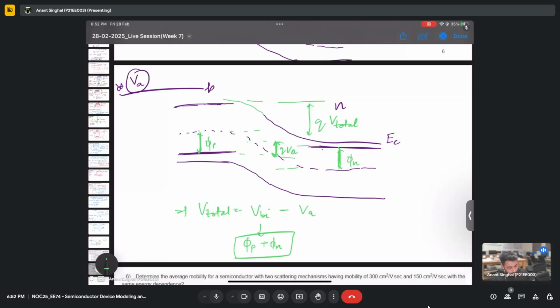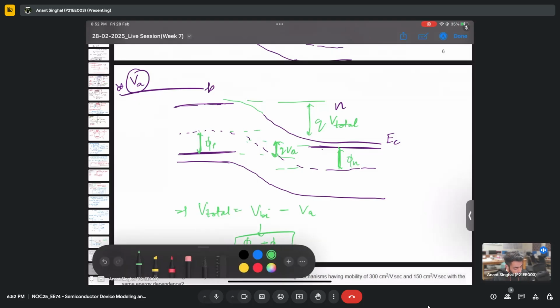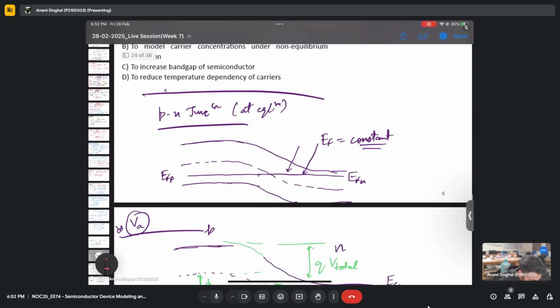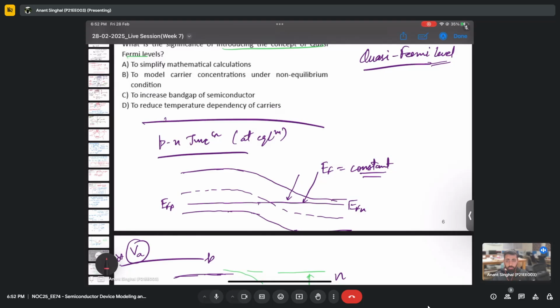So this is a concept of quasi Fermi level. So we have two different Fermi levels at both ends. So this is EFP, this is EFN. For the non-equilibrium cases, it is only used to have a modeling of the carrier concentration under the non-equilibrium cases. So option B will be the correct answer.